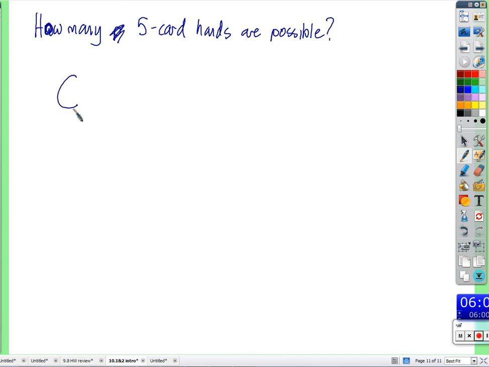So if we were to write this with math symbols, we just have these two blanks. Something C something else. What is it? 52C5. We're drawing out of 52. Okay, so that left number will always be the bigger one. We're drawing out of 52 in a way that order doesn't matter, five of those 52 things.